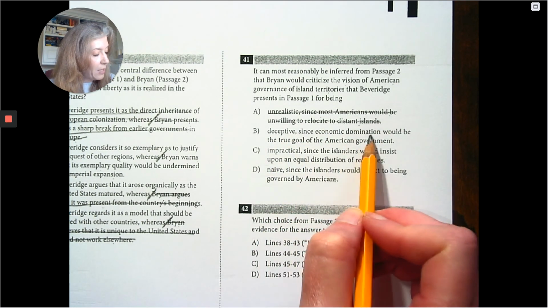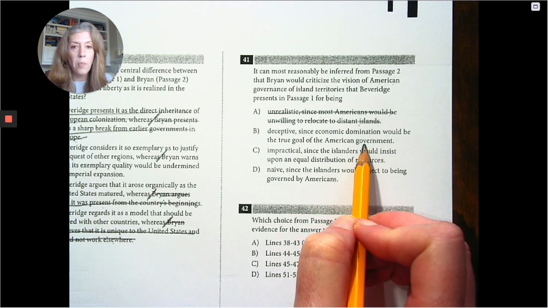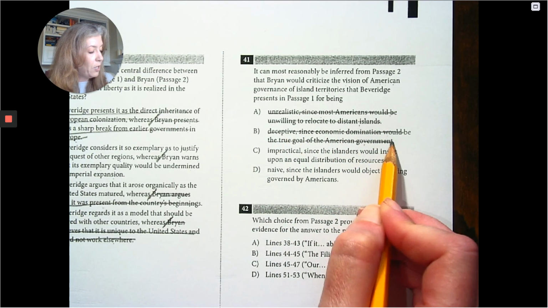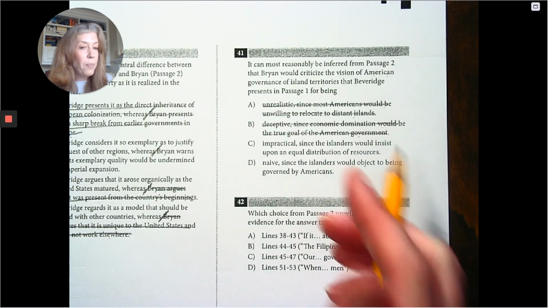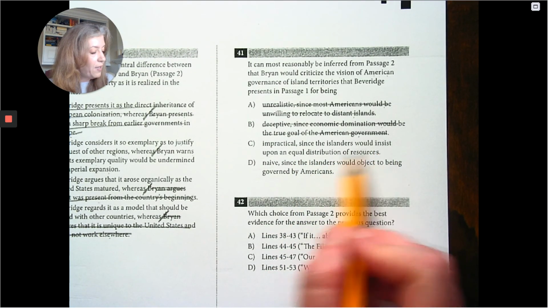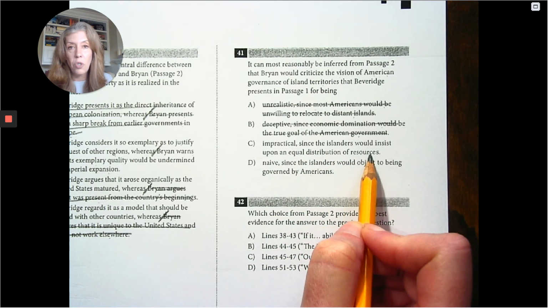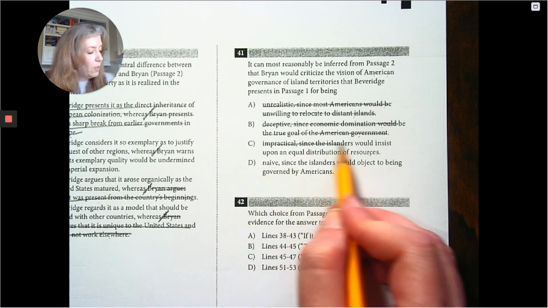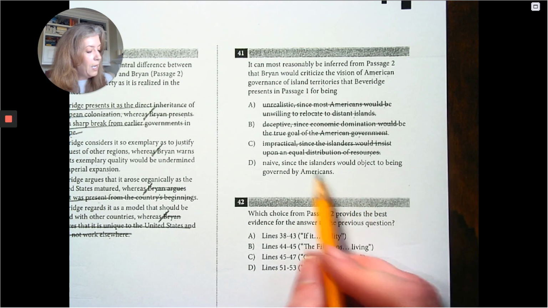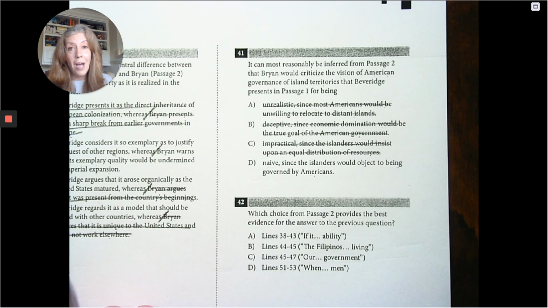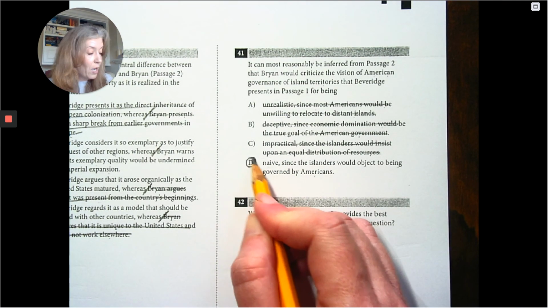Deceptive, since economic domination would be the true goal of American government. Not true. Didn't say anything about economic domination. Impractical, since the islanders would insist upon equal distribution of resources. Didn't say anything about distribution of resources, whether it would be equal or not equal, so we have to get rid of that one. It was not even mentioned in the passage. Naive, since the islanders would object to being governed by Americans. That is actually our theme that we wrote down for Beveridge. So absolutely, 100% it's D.